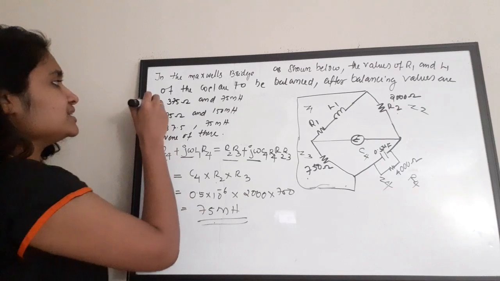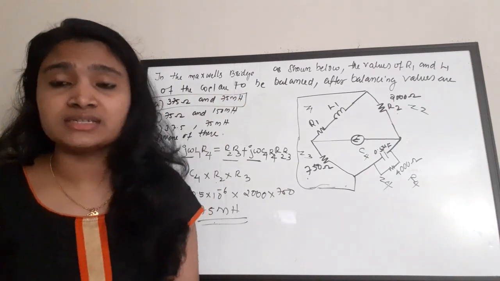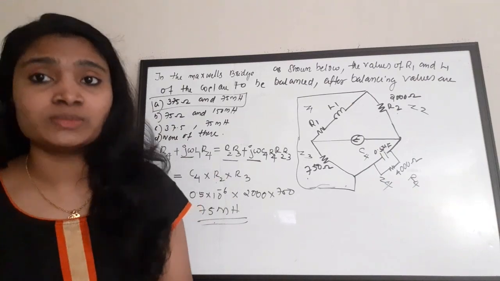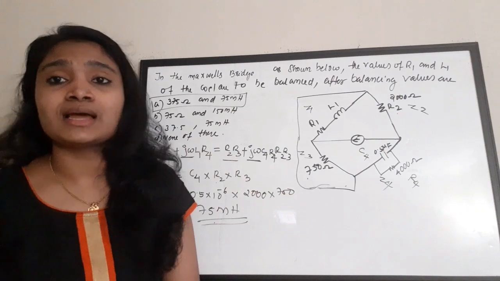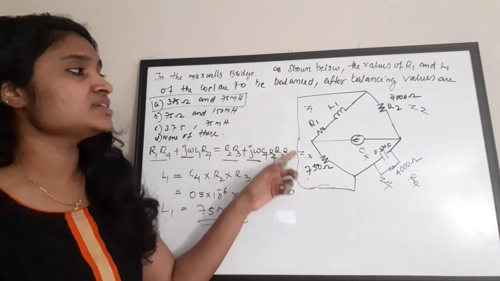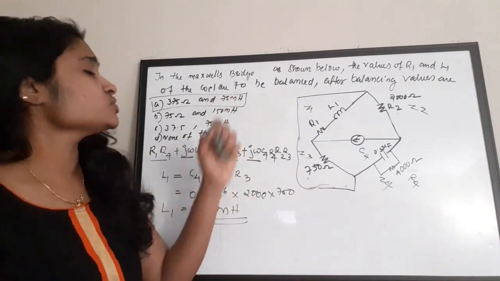So the correct answer here is option A. This is another type of question you can expect in the Electronic Instrumentation and Measurements subject. This is called the Maxwell's bridge balancing problem, and you have to use the equation Z1 Z4 is equal to Z2 Z3. Correct answer here is option A.